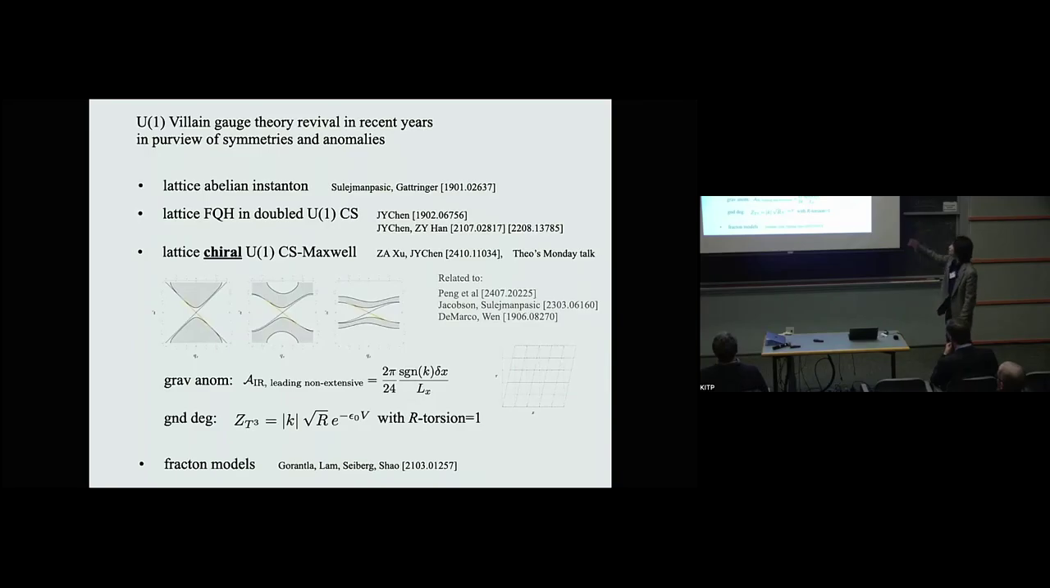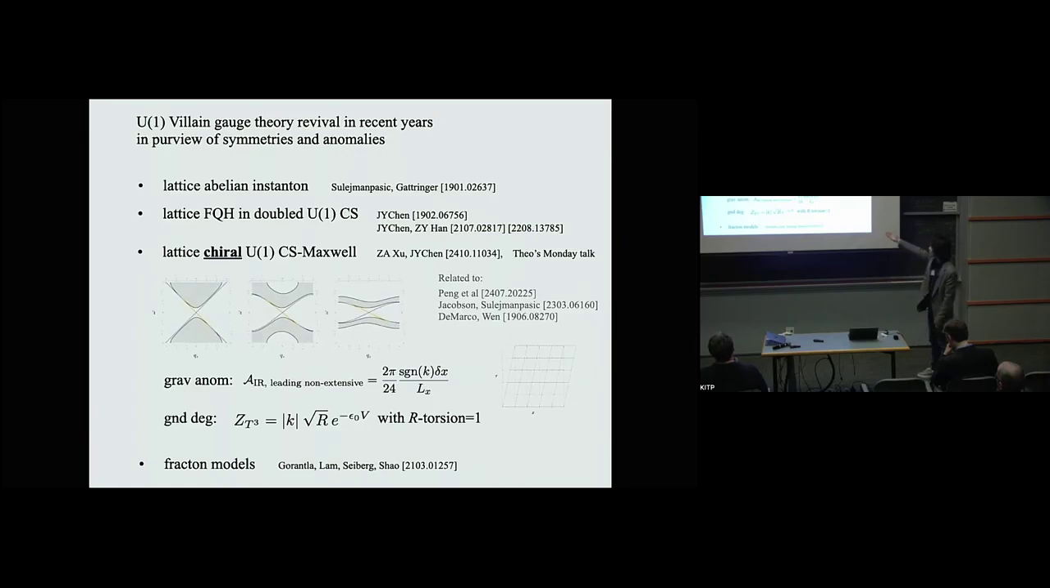Chen and Christoph worked on it, mostly focusing on the abelian instanton context. And myself, I focus on the condensed matter context of fractional quantum Hall, first with double U(1) Chern-Simons, and later, more excitingly, with chiral U(1) Chern-Simons-Maxwell, which is closely related to Theo's talk on Monday. And the Maxwell term is needed there for some fundamental reason, which I will not explain. And we can reproduce the chiral edge modes, where each color represents a chiral edge mode on one side of the sample.